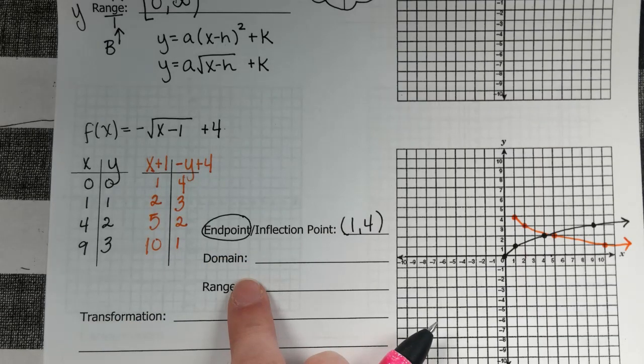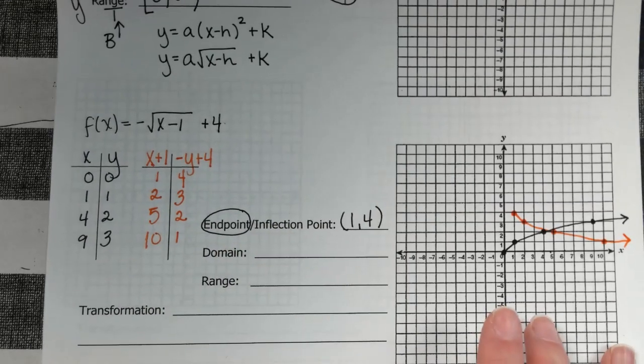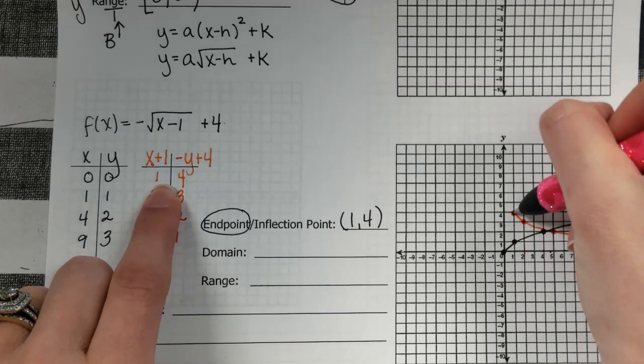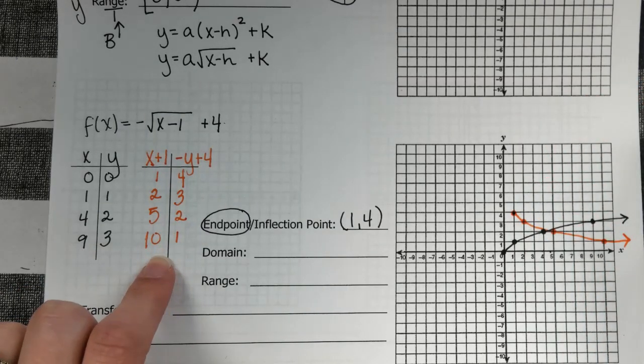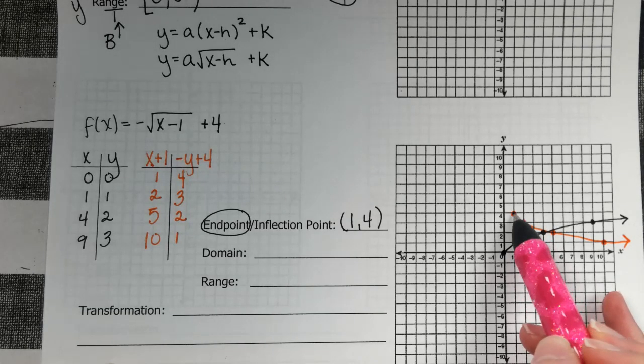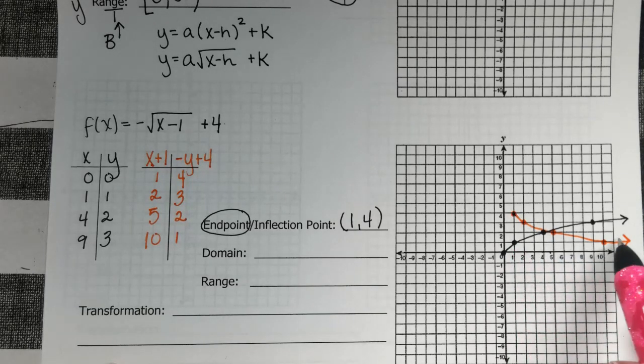With a cube root, you have an inflection point. So you have to know which one you're dealing with to circle the correct one. Okay, so the square root, I have an endpoint. It's where you start your table and then you keep going in the other direction onward. Okay, so now if my endpoint is at (1, 4), what's the domain for this graph?